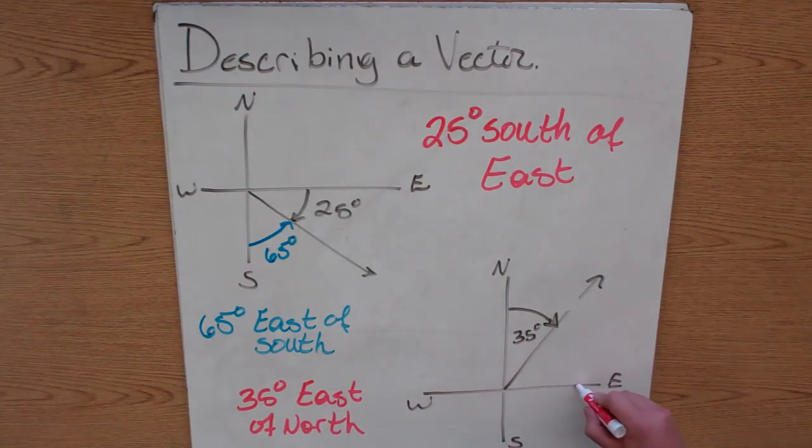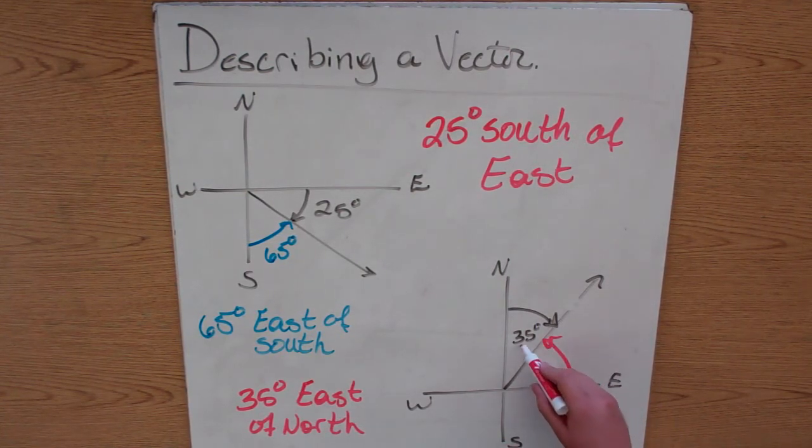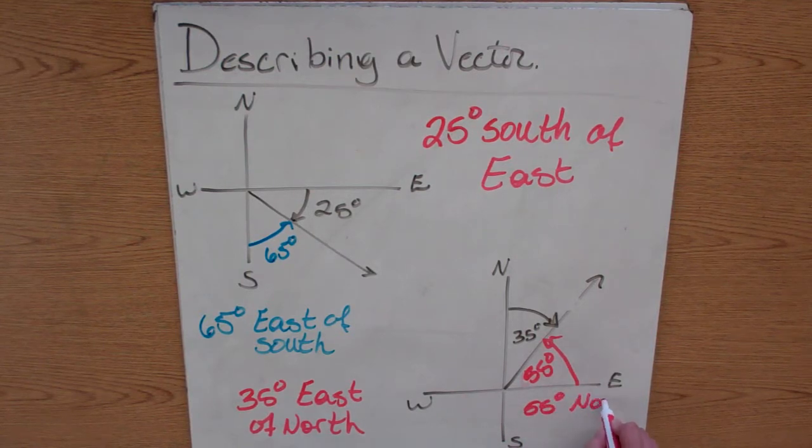If it had been this one, which would be 55, now, that angle would be 55 degrees north because you're going toward the north of east.